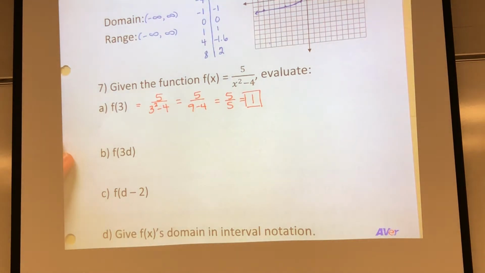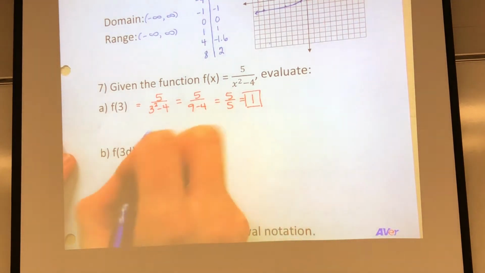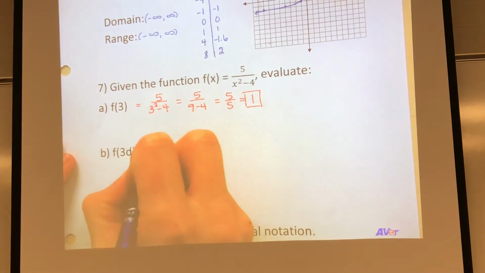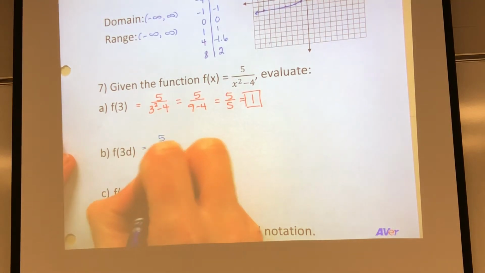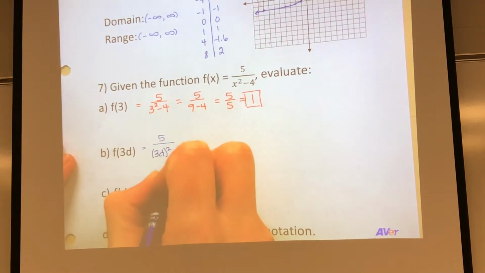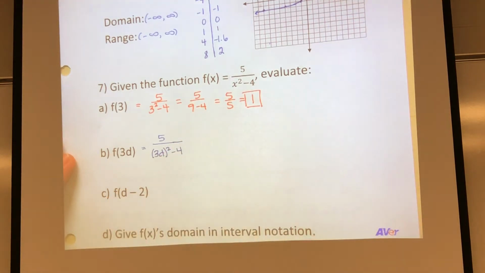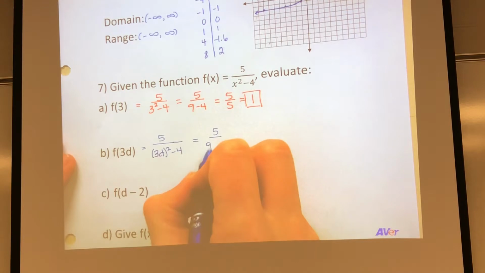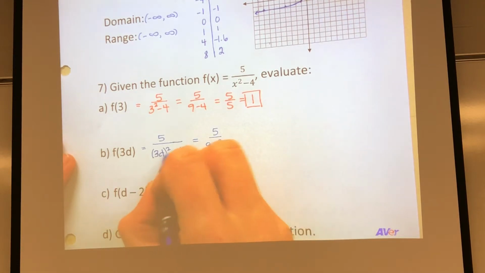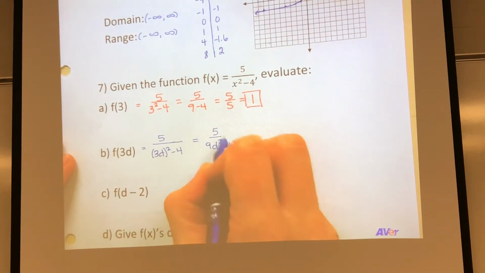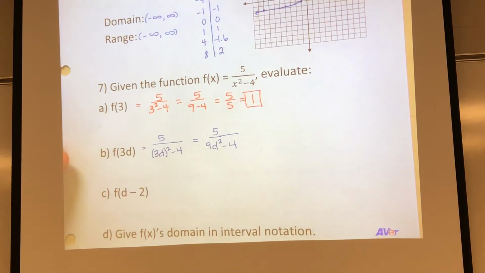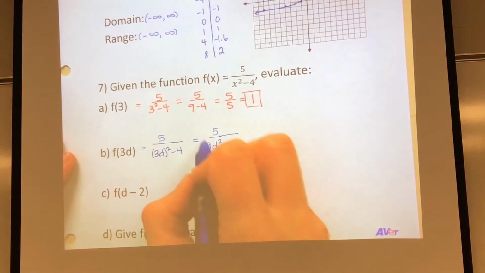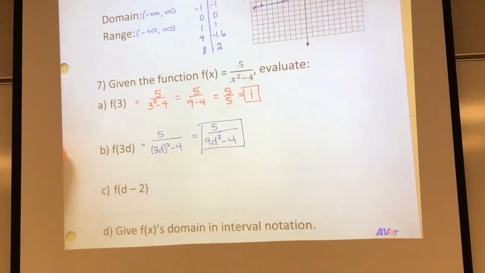Now on the next one, we don't just have a 3, now we have a 3d. When we put that into the function, the whole 3d is squared. So not just the d, not just the 3, but the whole thing. So we have to square the 3 to get 9, and we also have to square the d to get d squared. Once we do that, there isn't anything more we can do to simplify. So we have to leave our answer just like that.